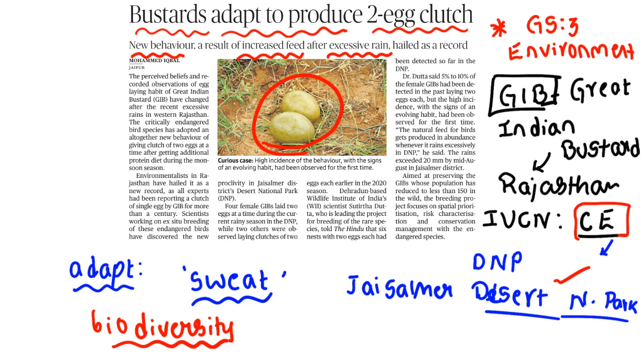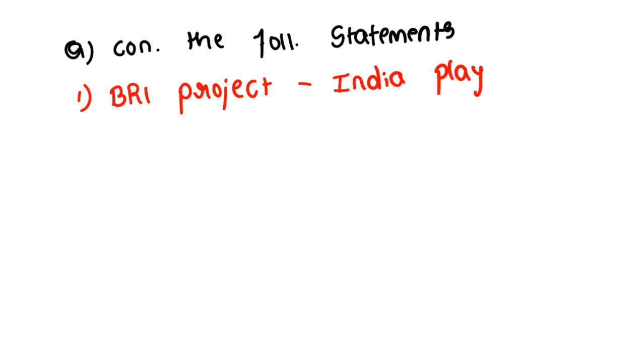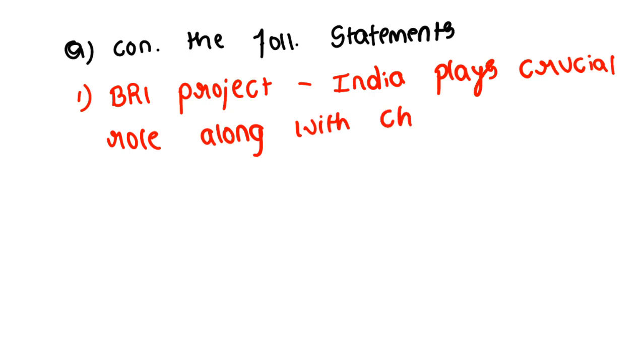Let's have the current affairs question. Consider the following statements. First statement is: in the BRI project, India plays a crucial role along with China. Are you getting? Which means that in that Chinese BRI project, India is also investing to gain more advantages. Clear? This is the meaning of the statement: India plays a crucial role along with China.